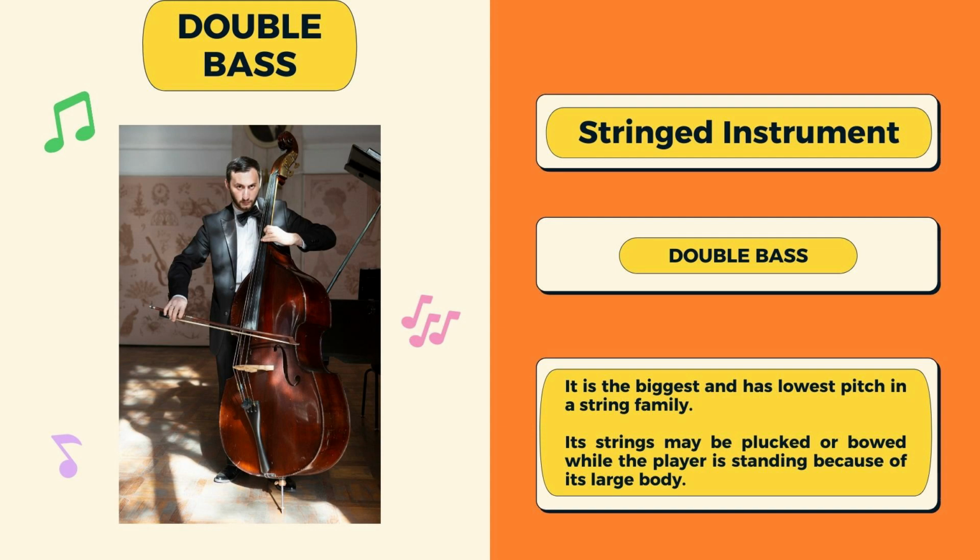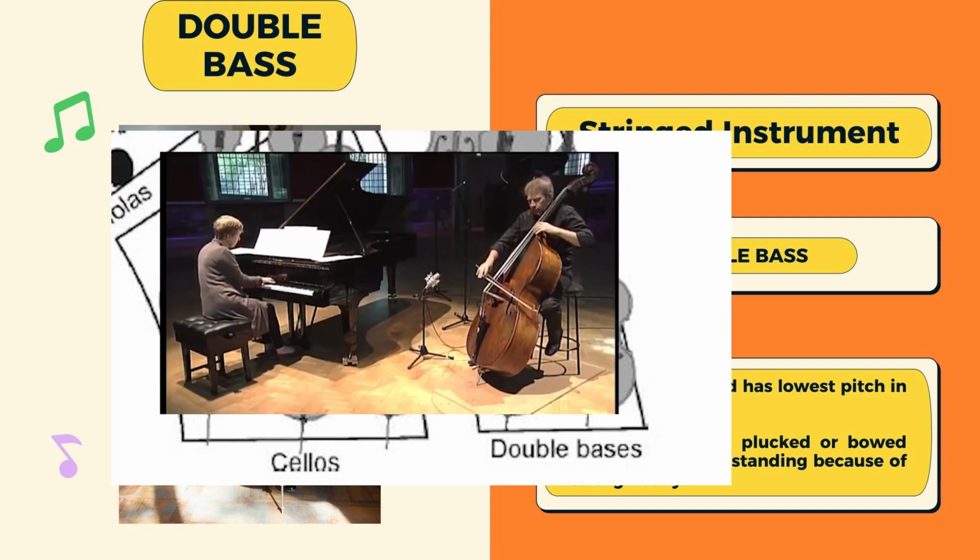Double bass. It is the biggest and has the lowest pitch in the string family. Its strings may be plucked or bowed while the player is standing because of its large body.